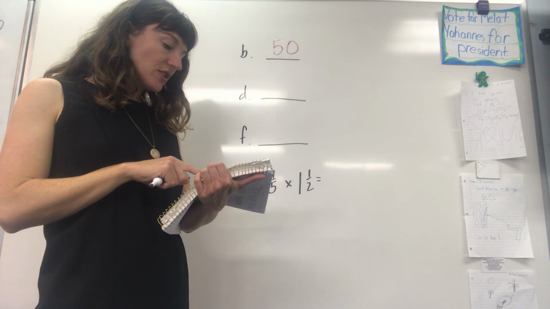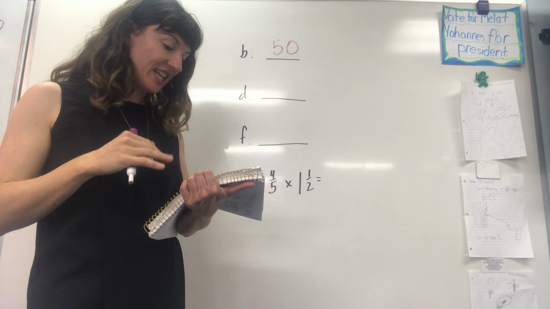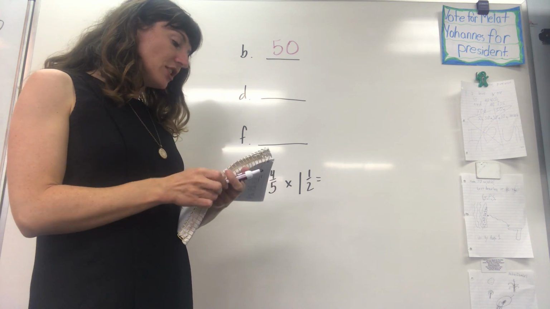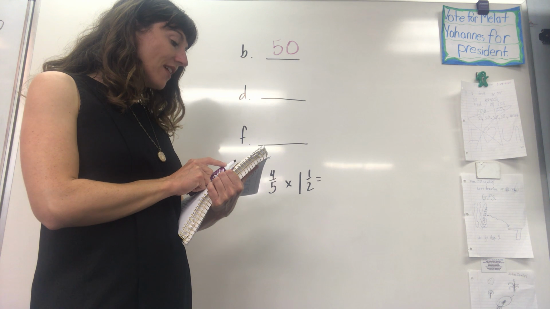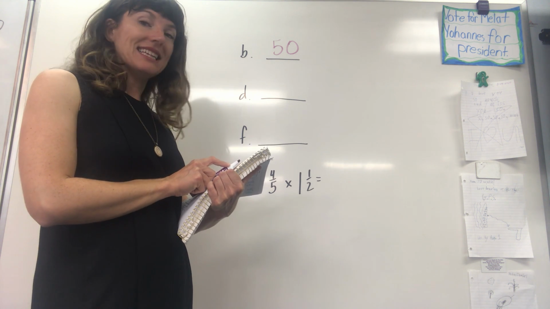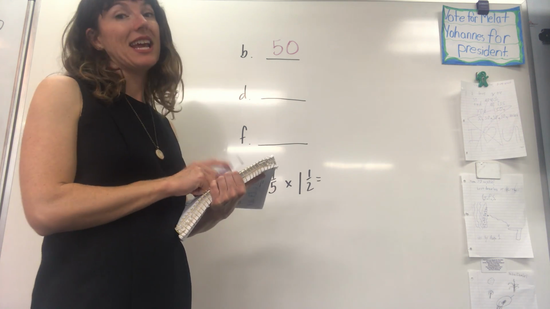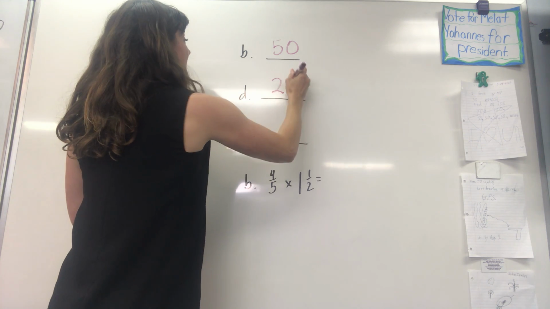How many more frogs were in the kitchen than in the closet? Okay, so what I'm going to do is I'm going to take a look at the graph. I'm going to see where the closet ends, and then I'm going to keep counting in the kitchen. 10, 20. There were 20 more frogs in the kitchen than in the closet.